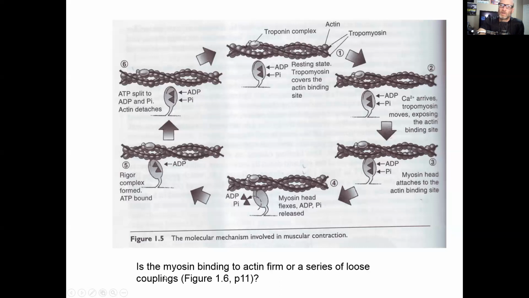All right, so now a question that Noakes raises: is the myosin binding to actin firm, or a series of loose couplings? Because ultimately we need to understand eccentric contractions. I know you know what eccentric means: your muscle is trying to contract, but it's actually lengthening. And there's a bit of discussion out there in terms of whether that eccentric contraction is breaking of the myosin connection to actin, or if it's just a loose binding and the myosin head slides over the actin as the actin gets pulled away from the M line.